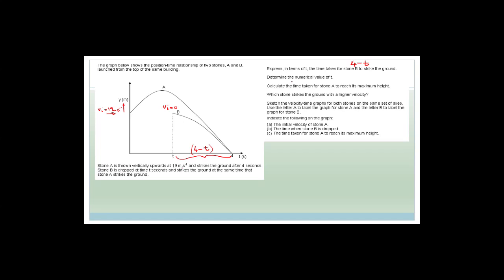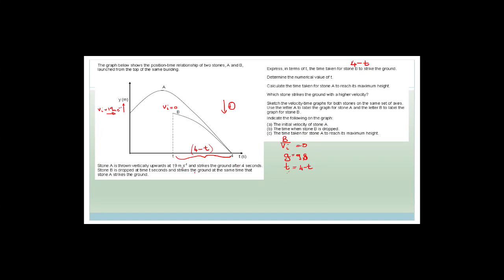Now it says determine the numerical value of t. So let's think about this. We know that the initial velocity, this is for ball B, is zero. Let's choose downwards as positive. Then the acceleration is going to be 9.8 meters per second squared. The time taken is 4 minus t. We don't have the final velocity, and we don't have delta x.